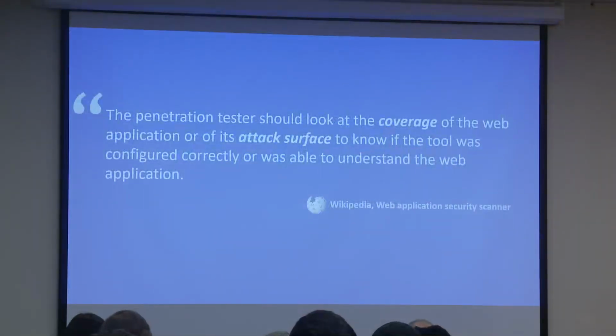So if you look on Wikipedia at the web application security scanner entry, you'll see this in there, and it wasn't put in by me. The penetration tester should look at the coverage of the web application or of its attack surface to know if the tool was configured correctly or is able to understand the web application. So that's a really important part in running these tools. And if you're running a dynamic tool, it can tell you all of the endpoints that it sees, but it doesn't know what it doesn't know, right? So how can you measure that?